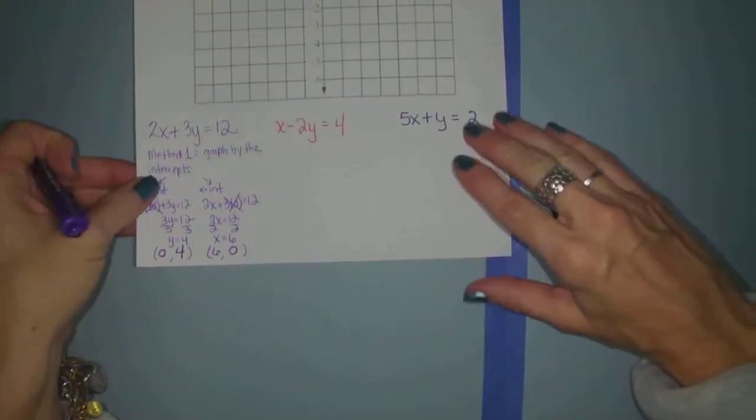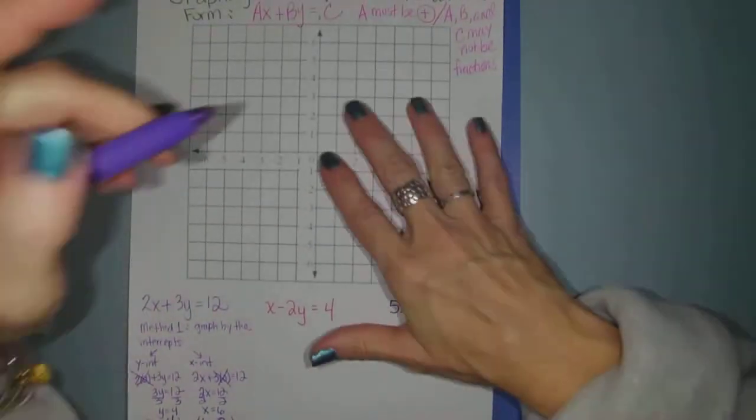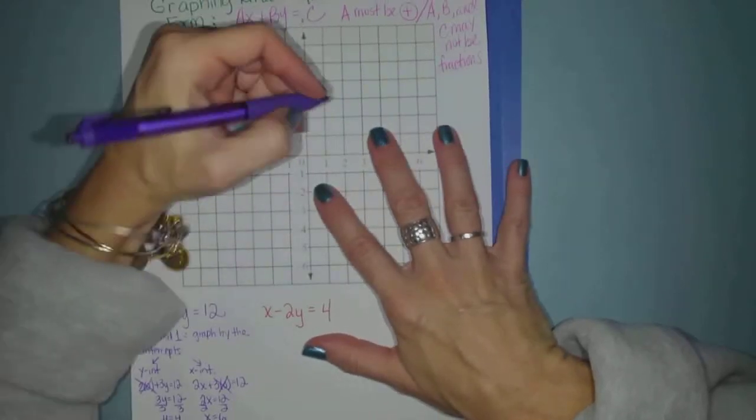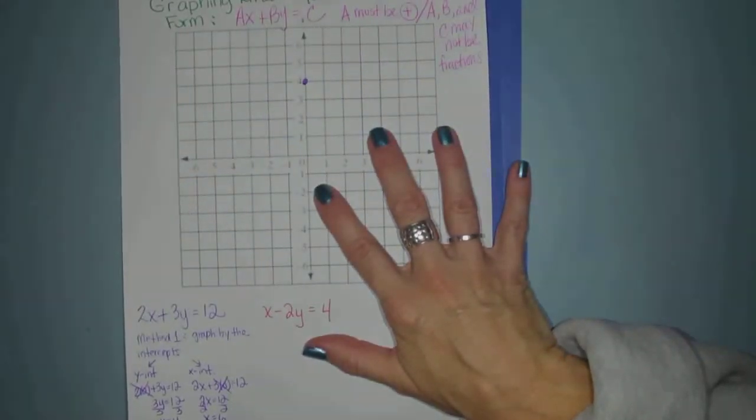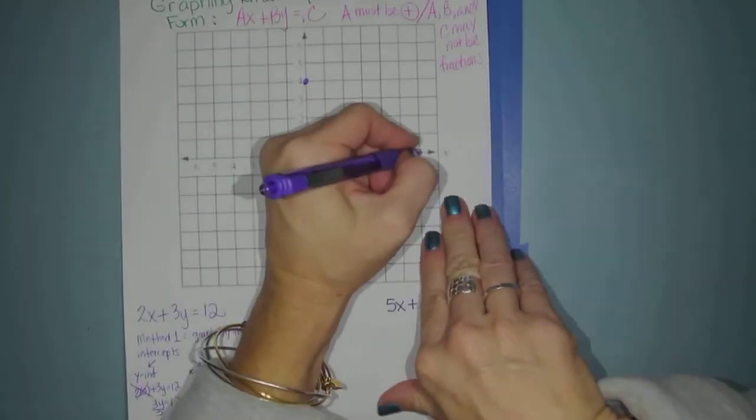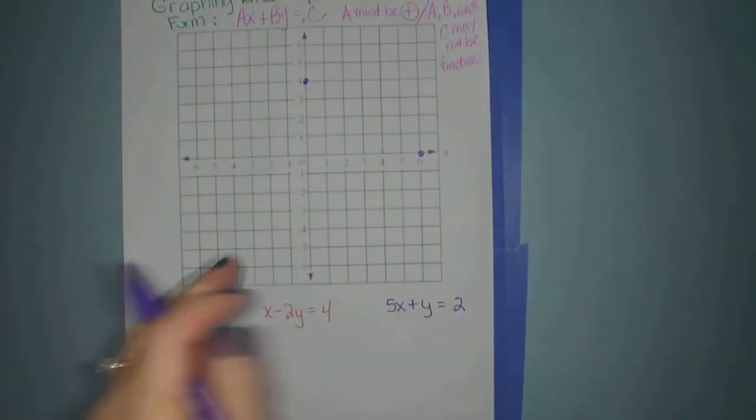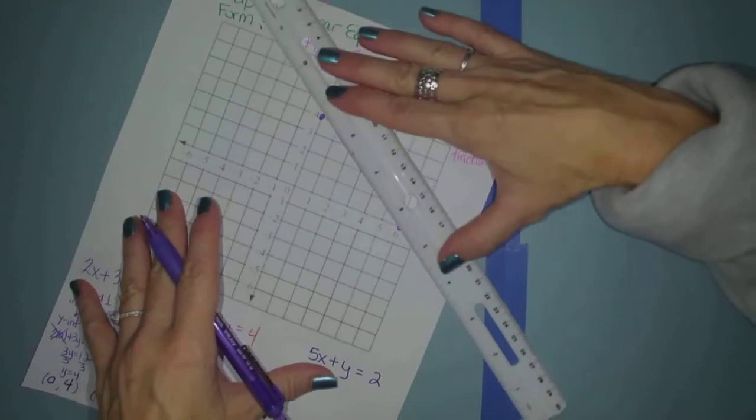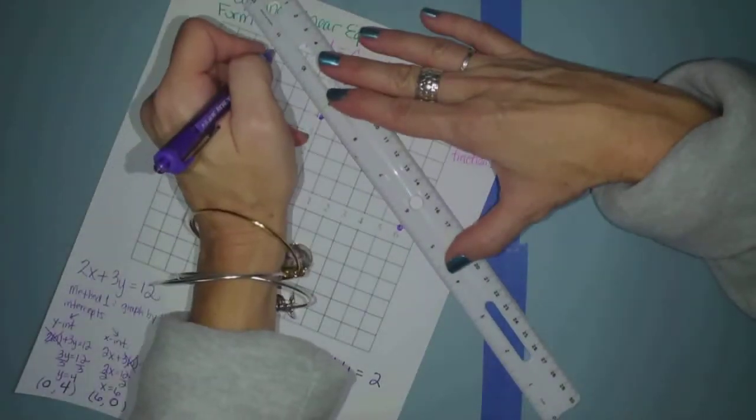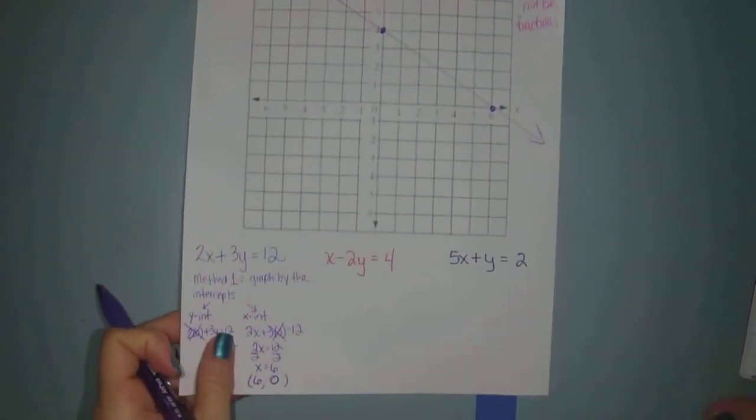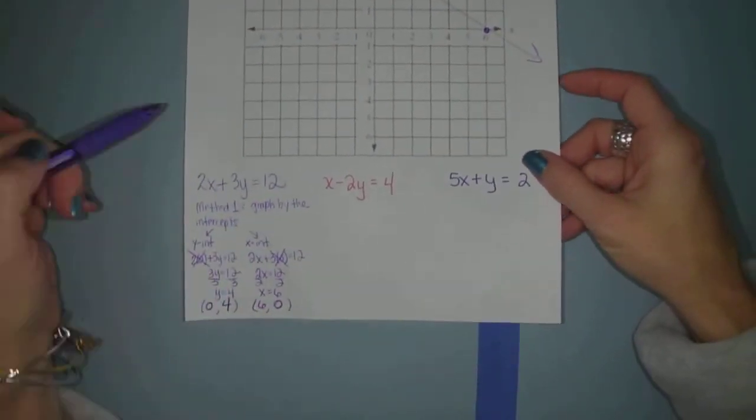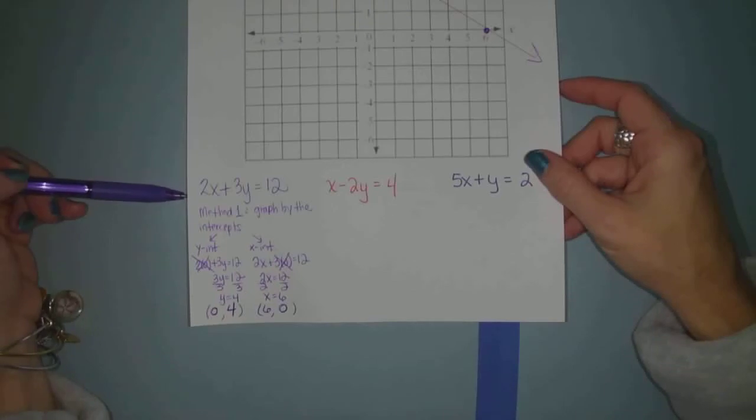That gives me 2 points to plot. So if I plot 0, 4, which is the y-intercept, it sits right there. And then 6, 0 sits on the x-axis over here. And bingo, there's my line. You just connect the dots and you've got yourself a graph. So that is one way to tackle graphing from standard form.